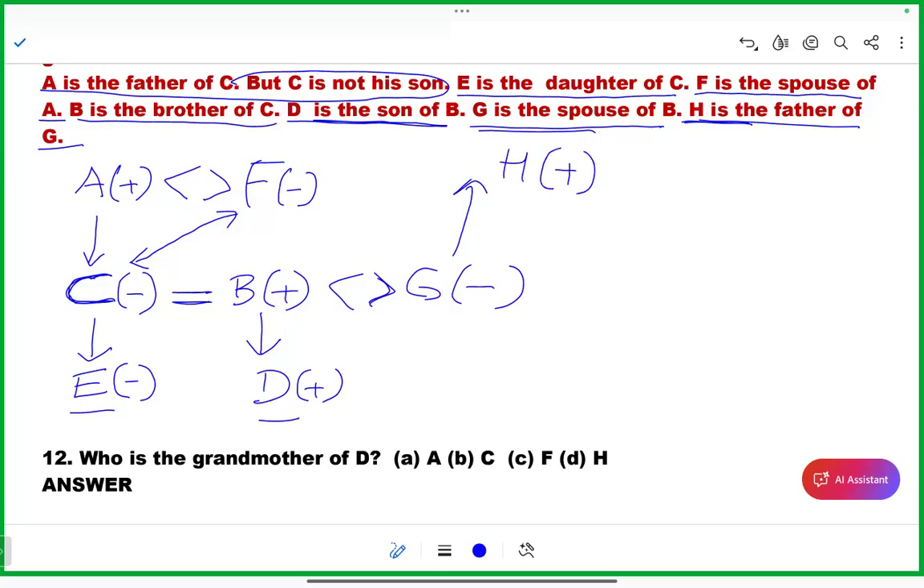Understood? That is the family. Who is the grandmother of D? Who is the grandmother of D?